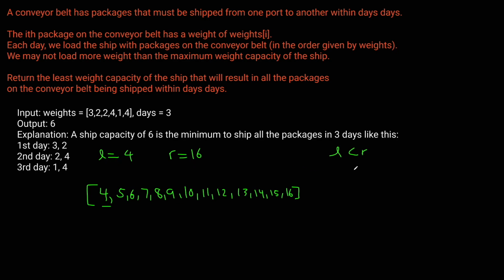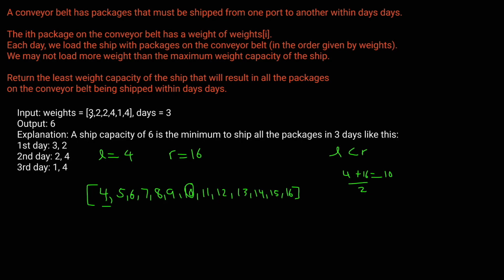So we pick a midpoint. What's the midpoint here? So it's going to be 4 plus 16. So 4 plus 16 equals 20, divided by 2 is going to be 10, right? So the midpoint is going to be 10 here. So we're going to choose 10 as our weight. Cool. So, can we ship with 10? Okay, let's check it out.